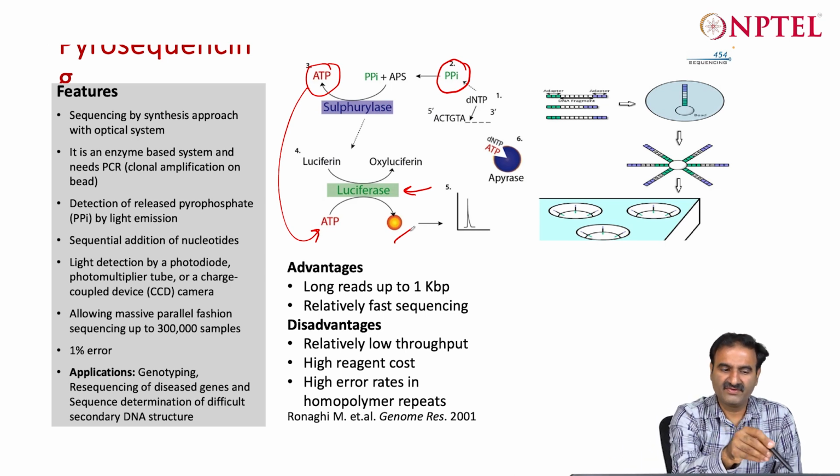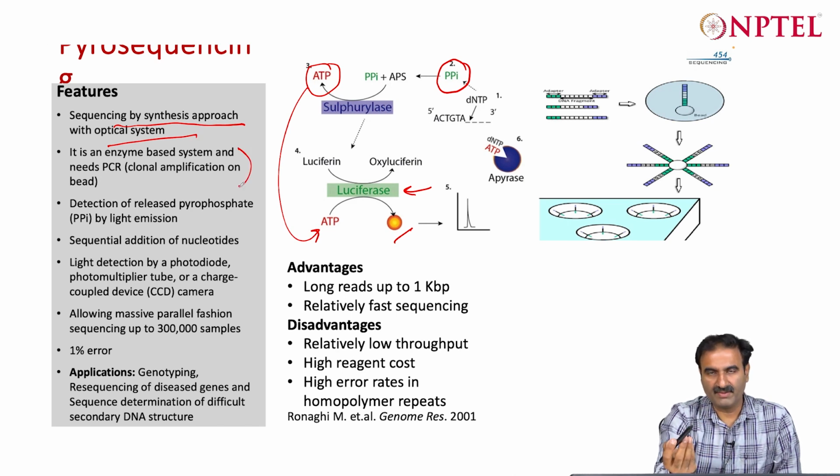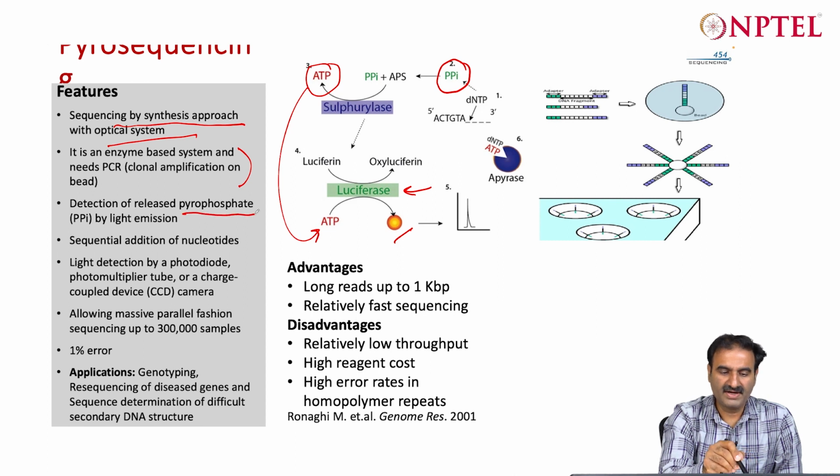So basically this is also an example of a sequencing by synthesis approach using an optical system. It requires clonal amplification because you need a sufficient quantity of DNA to produce a sufficient amount of light that you can detect. It releases a pyrophosphate, which is subsequently used to generate the light.